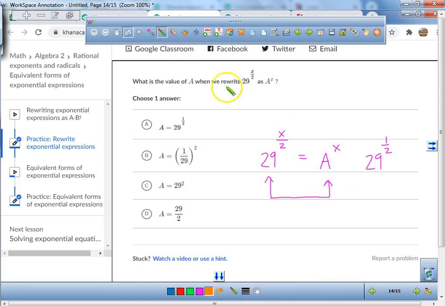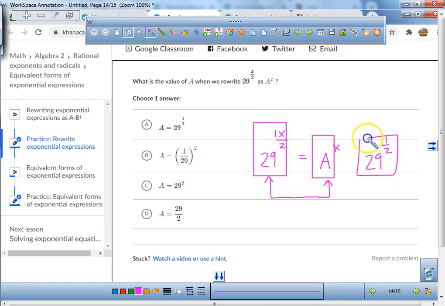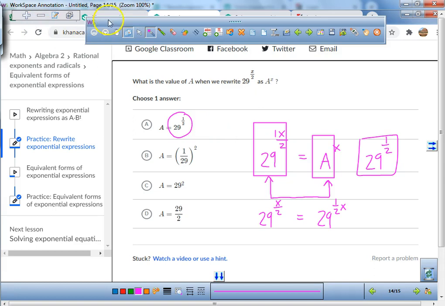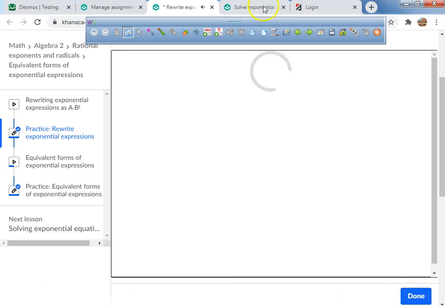So I'm going to highlight what we have to keep the same here. I'm going to put this right here. It has to match up with this right here. There's our x's, but we have to make this a 1/2. So we have 29 to the power of 1/2. That's what would have to be plugged in for this to be true. So if I plug in 29^(1/2) to the x, that's the same as saying 29^(x/2). These are equivalent expressions. So I'm going to choose this guy right here. And that's it. Good luck.